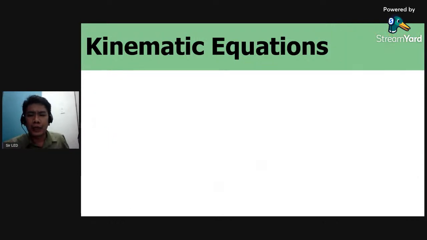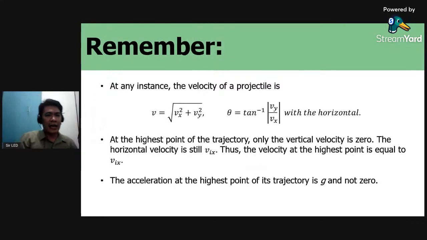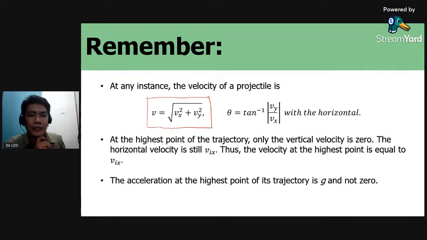Now, remember this. At any instance, the velocity of a projectile is given by this. If you could still remember the formula for the resultant, v equals the square root of v squared x plus v squared y, and the angle theta is equal to v sub y over v sub x, and let's get the inverse of the tangent function.